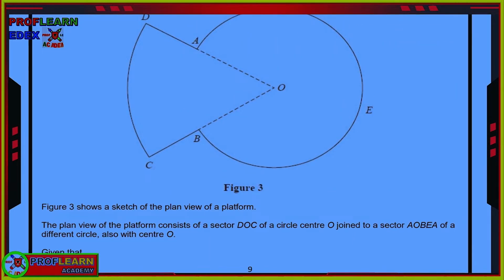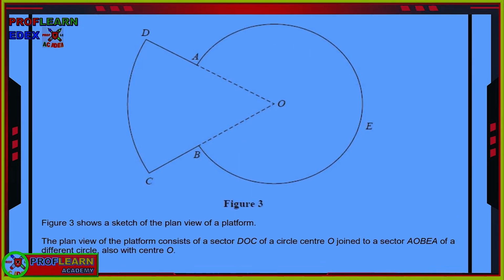So the next area that you really need to focus on and know how to work out is where you work out the radian measure or circular measure. Yeah, finding area of a sector, arc length. Those two formulas are very important. So here we are told the figure shows a sketch of a plan of a platform. The plan view of a platform consists of a sector DOC of a circle center O joined to a sector AOB of a different circle, also center O.